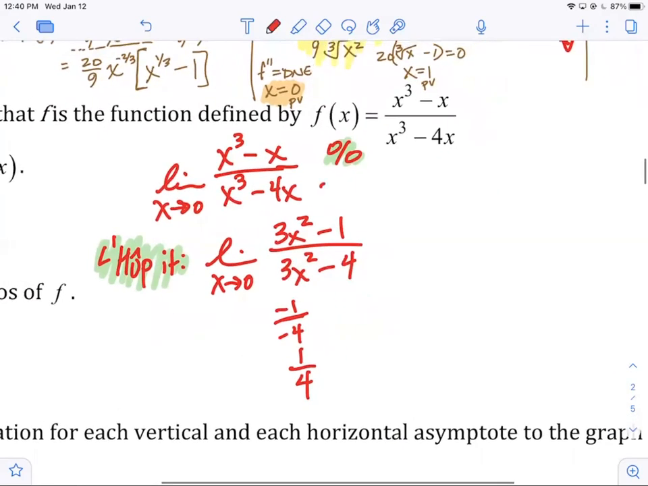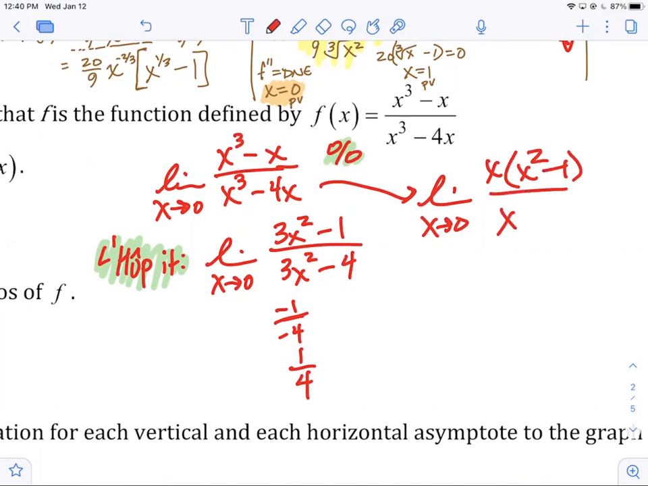Now, the other way you could have done it, just for kicks and giggles, is you could have factored out the x, and then you get x squared minus 1 all over, factoring out the x.